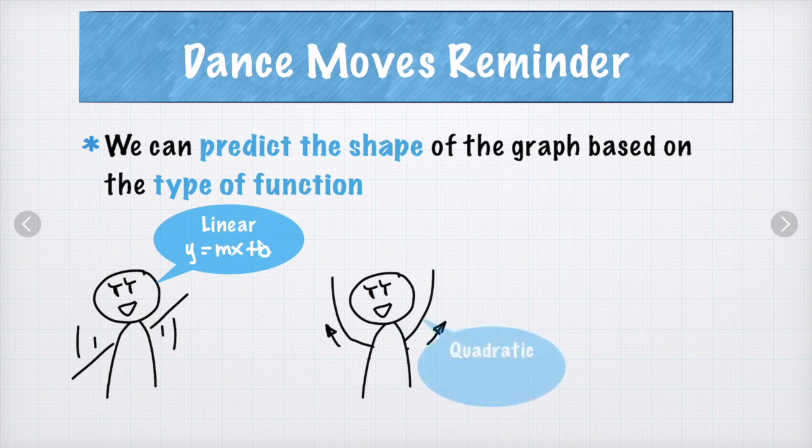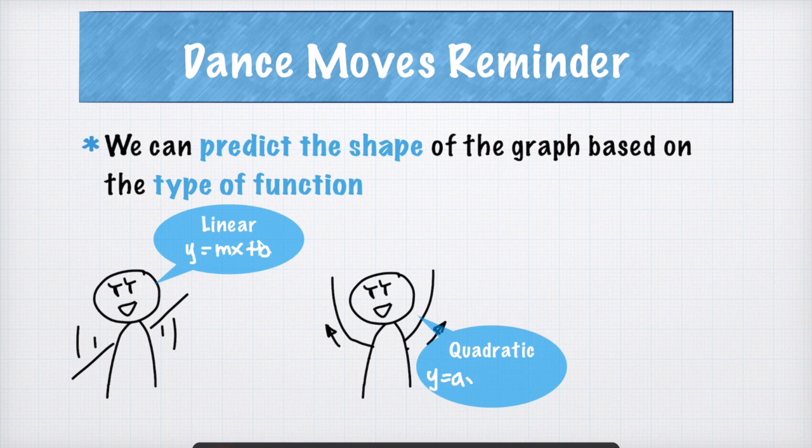Next we have our quadratics, and remember our quadratics are going to make a giant U. This is going to be somewhat of the form y is equal to ax squared plus bx plus c. Basically, you need to have that x squared in there for it to be a quadratic.